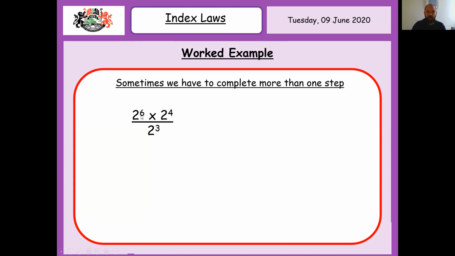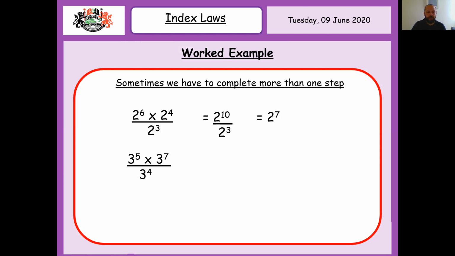So at the top, we've got some powers to add, and then we've got some powers to subtract at the bottom. So if we do the top first, we're going to add the powers, which gives us 2 to the power of 10 divided by 2 to the power of 3. Which means we can now simply subtract our powers, and we end up with 2 to the power of 7. So take it one step at a time, do the multiply first, do the divide second.